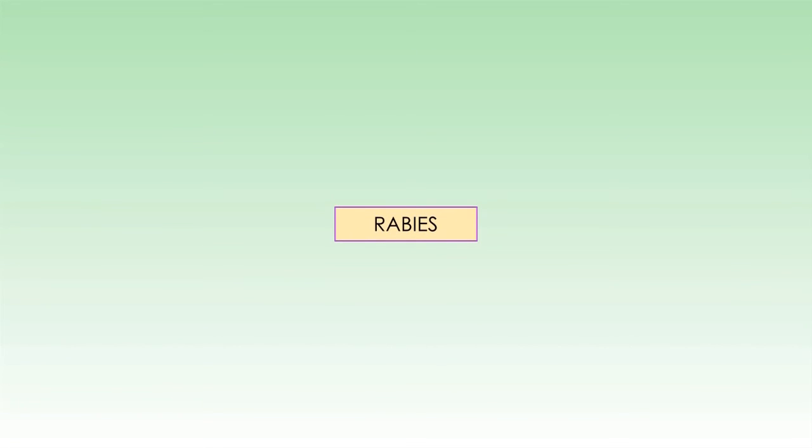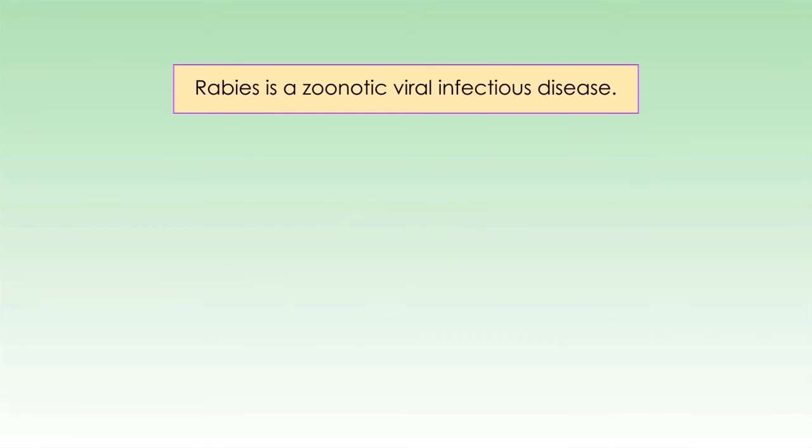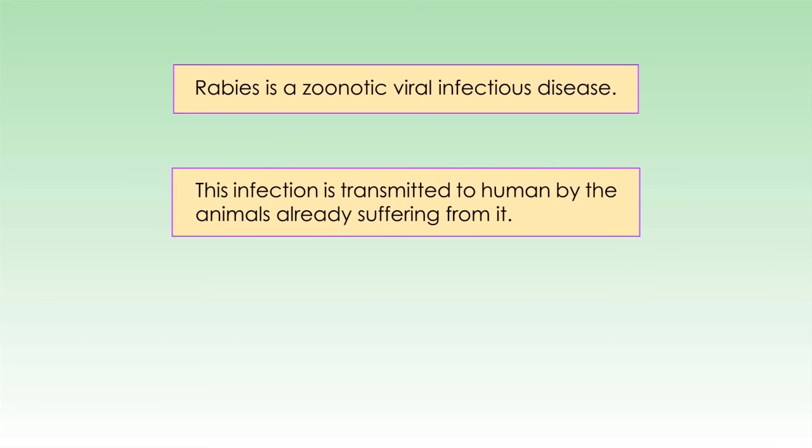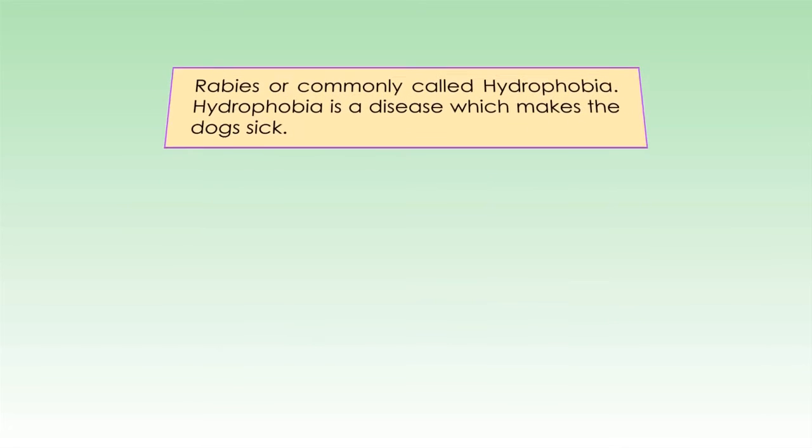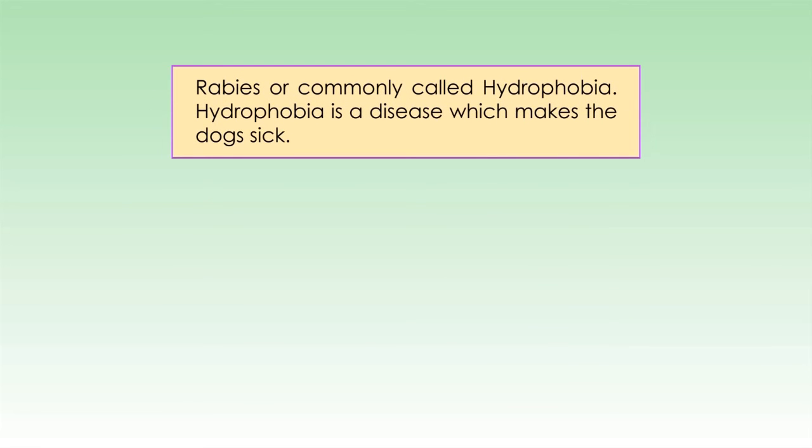Next we'll come to rabies. So rabies is a zoonotic viral infectious disease. This infection is transmitted to humans by animals which are already suffering from it. The animals which are mainly reported as cause of rabies are dogs, raccoons, skunks, bats, and foxes. Rabies is commonly called hydrophobia. Hydrophobia is a disease which makes the dog sick.